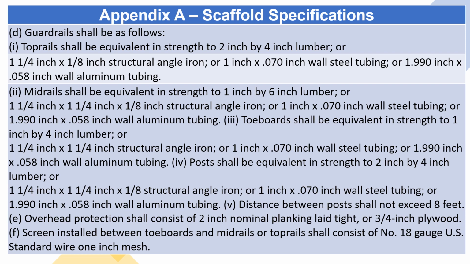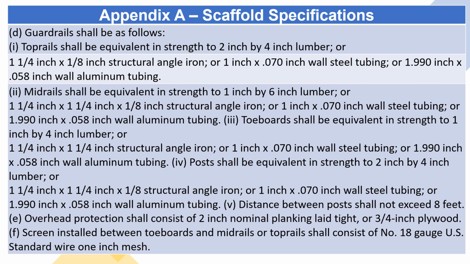4. Posts shall be equivalent in strength to 2 inch by 4 inch lumber, or 1 1/4 inch x 1 1/4 inch x 1/8 structural angle iron, or 1 inch x 0.070 inch wall steel tubing, or 1.990 inch x 0.058 inch wall aluminum tubing. 5. Distance between posts shall not exceed 8 feet.